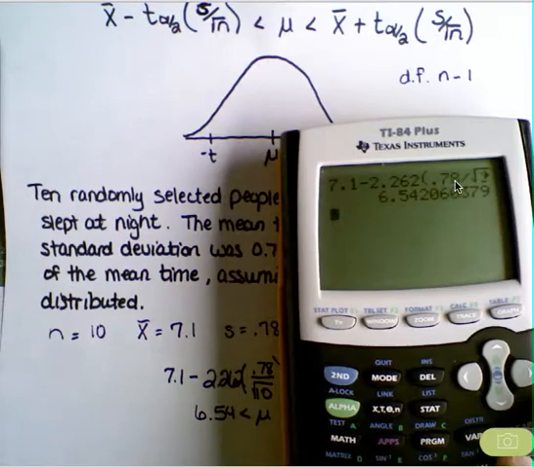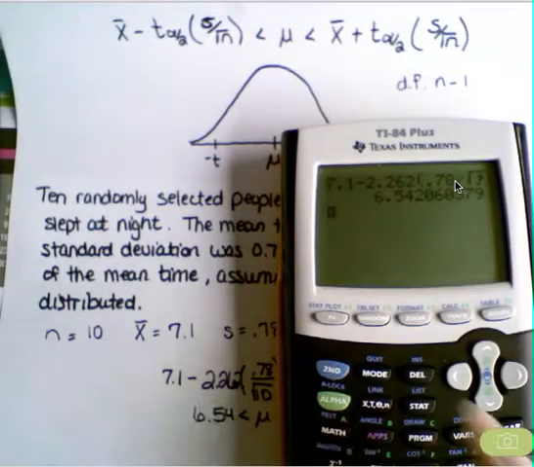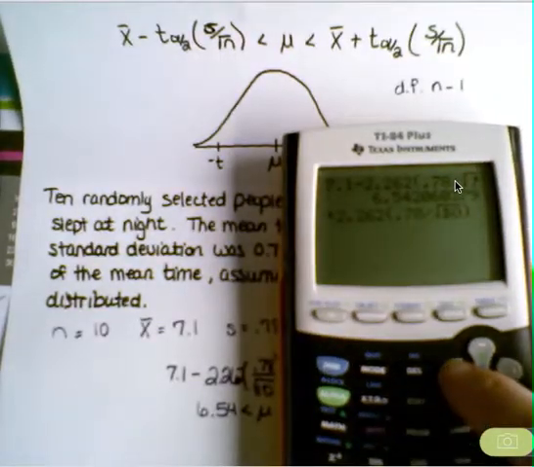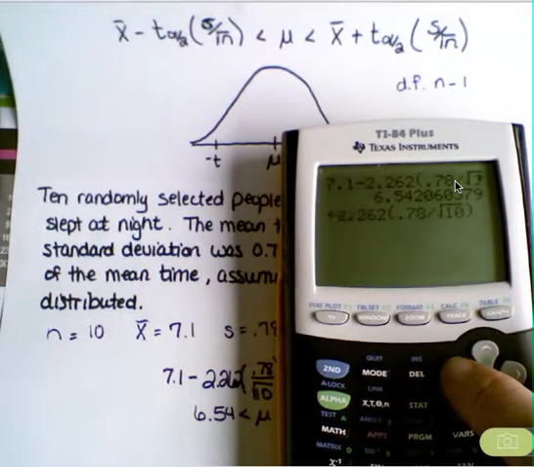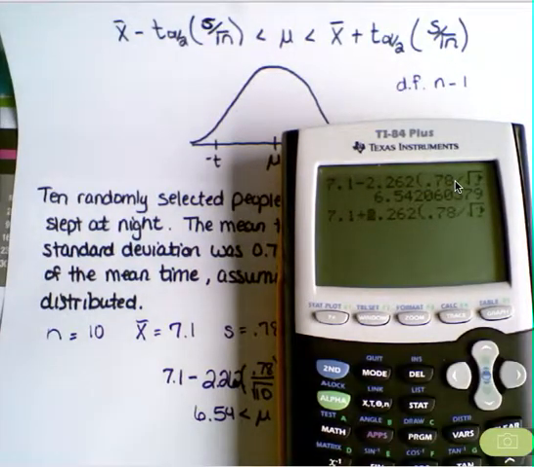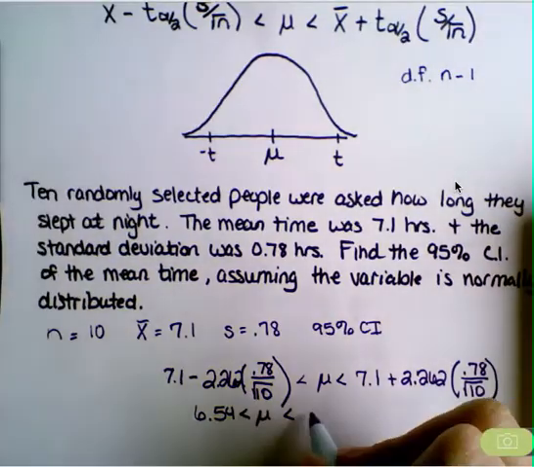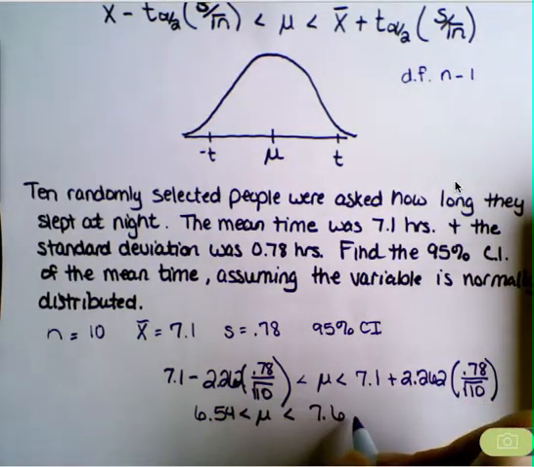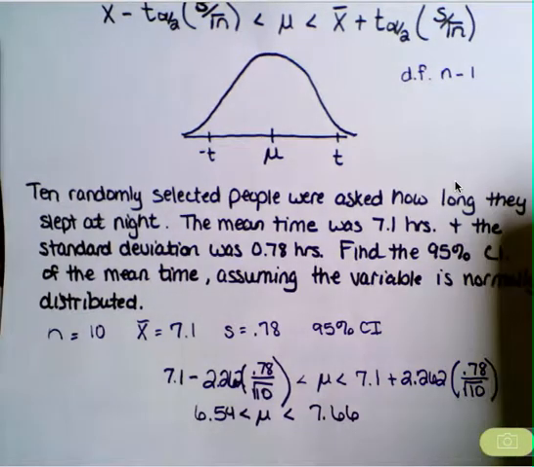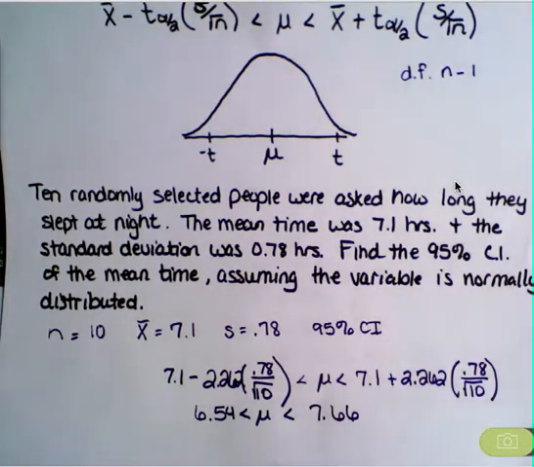Then with the calculator, I can just hit second enter, arrow back, and change that minus to a plus sign, giving me 7.66 as my upper range. So I am 95% confident that if I were to take a random sample of people and ask them how long they slept at night, the average would fall between 6.54 and 7.66 hours.